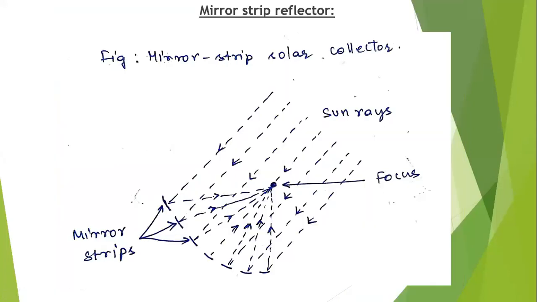Second one is the mirror strip reflector. Here we can see in the diagram the mirror strip reflector. In parabolic trough collectors, this surface is even. Even means it is one path and on one path different mirrors are there. But here it is different. The mirrors are kept separately here. So every solar radiation striking the mirror is put in an angle so that it is reflected back. It is reflecting back the light to a focus point. This is the focus point.